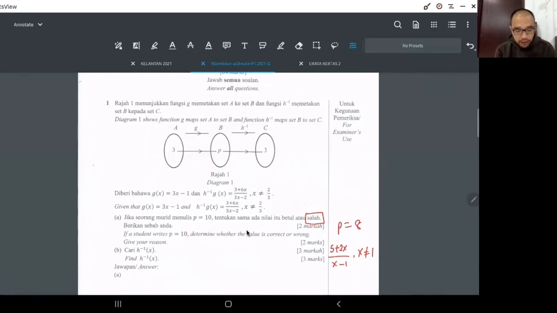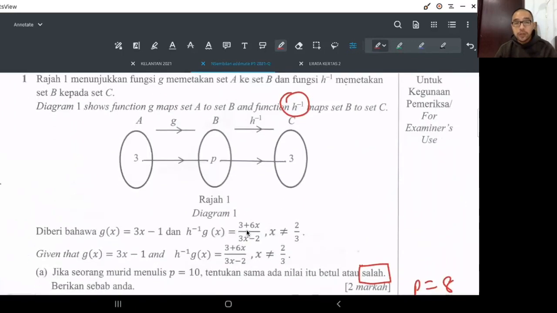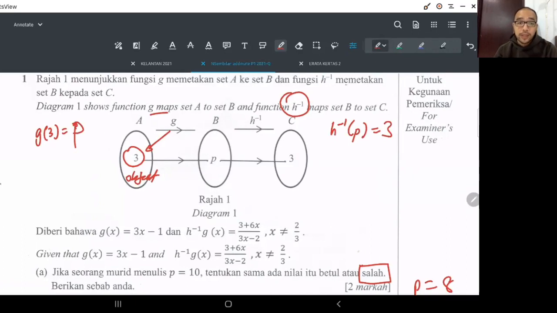Diagram one shows a function g mapping set A to set B and a function h inverse, notice that this is h inverse, mapping set B to set C. One thing that you need to remember, conceptual again, is how to read this. What we need to know is that g(3) equals p. This is how we would read this: 3 is the object and p is the image. So g(3) equals p. And then of course the other one will be h inverse of p equals 3. That one is pretty standard.